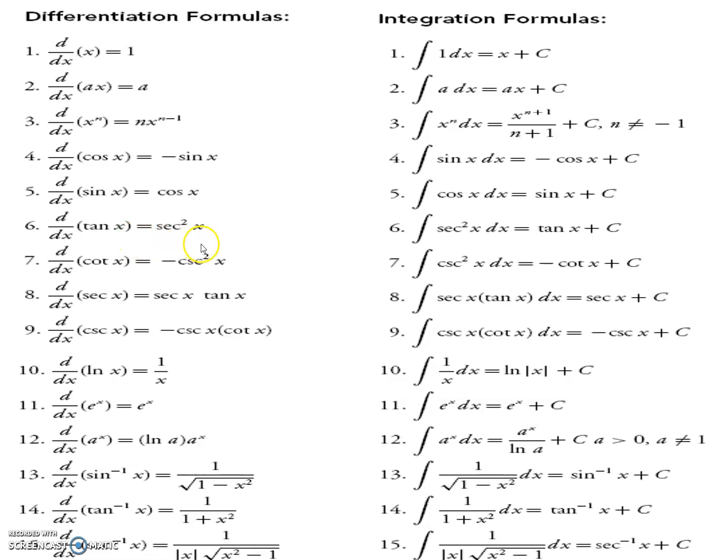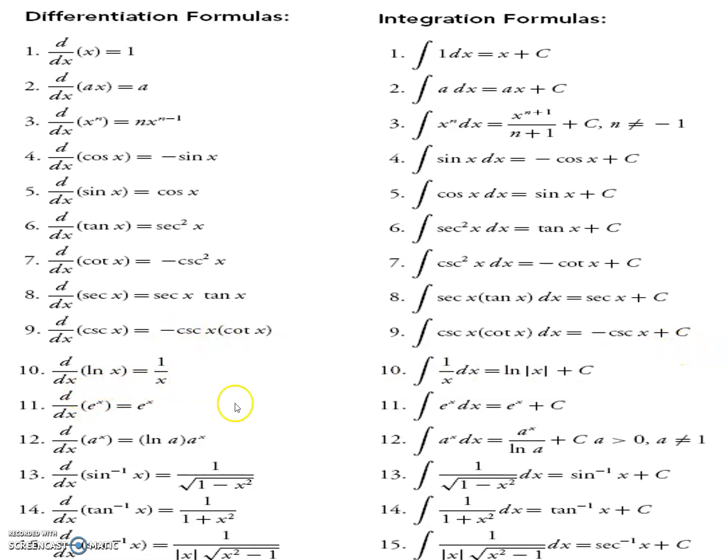Derivative of tan x is sec square of x. Therefore, integration of sec square of x is tan x plus c. Derivative of cot x is minus cosec square x. Therefore, integration of cosec square x dx is minus cot x plus c. Derivative of sec x is sec x into tan x. That's why integration of sec x into tan x dx is sec x plus c. Derivative of cosec x is equal to minus cosec x into cot x. That's why integration of cosec x into cot x is minus cosec x plus c.